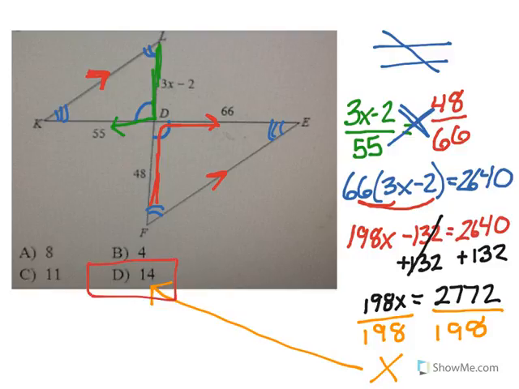Alright, so I hope this helps. I hope you understand what I mean when I see similar triangles with vertical angles. They all have the vertical angle set up in the middle.